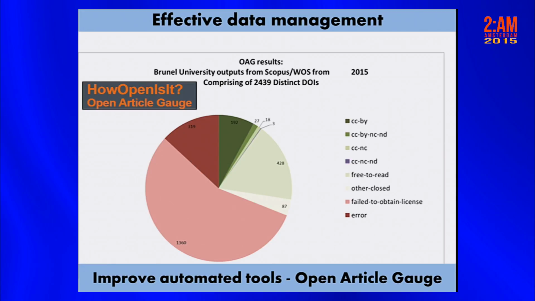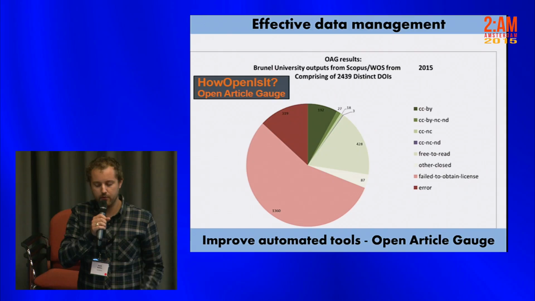And we're also helping to improve the array of new data services that are emerging to support the transition to open access. So, for example, we're now working with the Open Article Gauge chaps, the automated license checking tool, to improve the performance of the tool against the publication platforms chosen by Brunel academics.